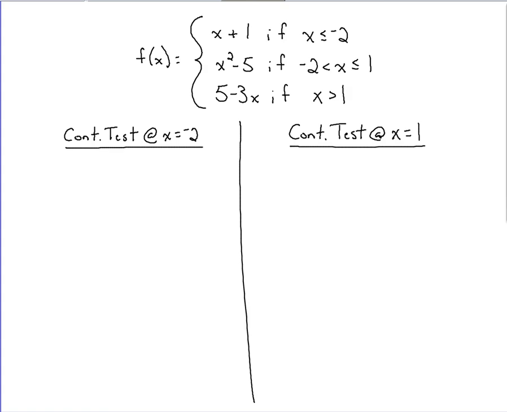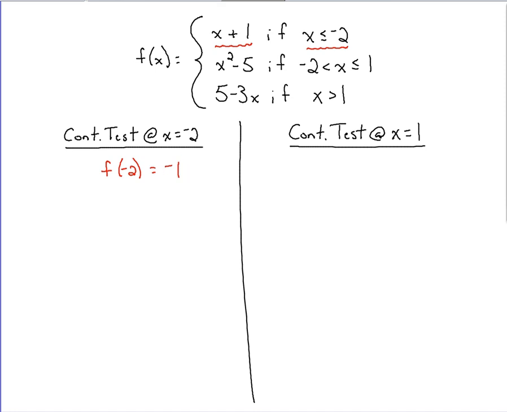For this piecewise defined function, we start by conducting a continuity test at x equals -2. To begin our continuity test, we take -2 and we plug it into the function. For this piecewise defined function, we will plug into the first piece because that is where x is less than or equal to -2. So -2 goes into the first piece for x. We have -2 plus 1. We get -1 back.